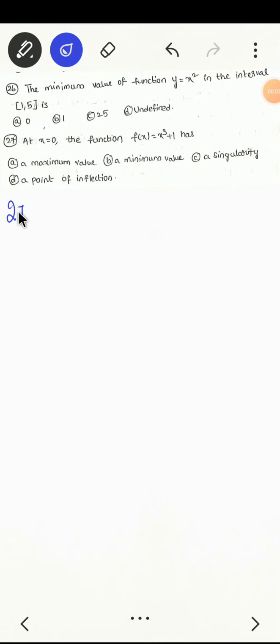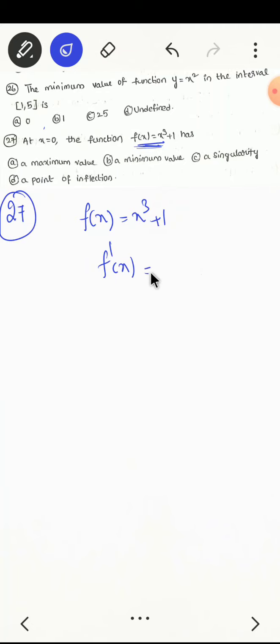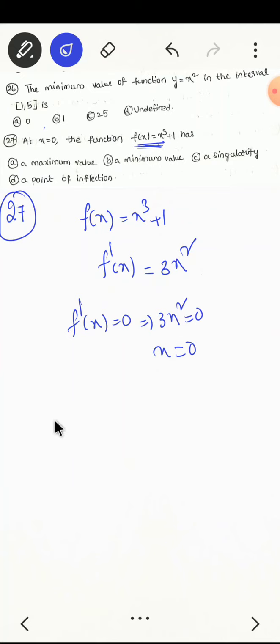Now let us start solving problem number 27. This is the function related to a single variable. So f of x is equal to x cube plus 1. Then find f dash of x and equate it to 0: 3x square. So f dash of x will be equal to 0, so 3x square will be equal to 0. That means x will be 0.